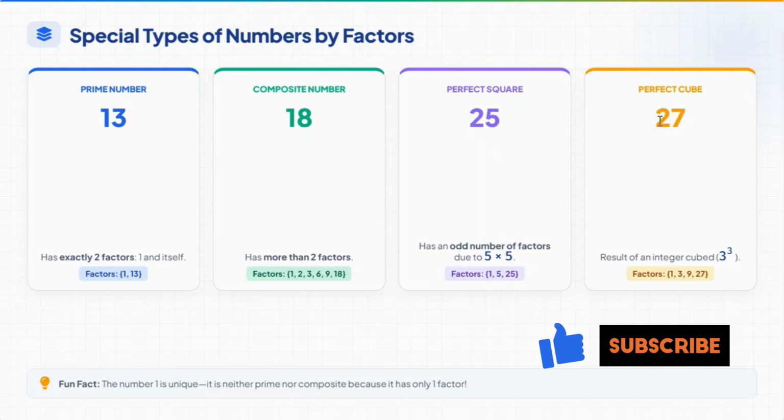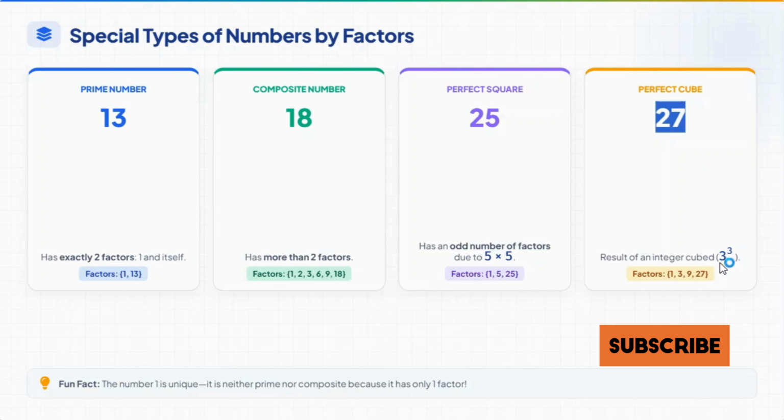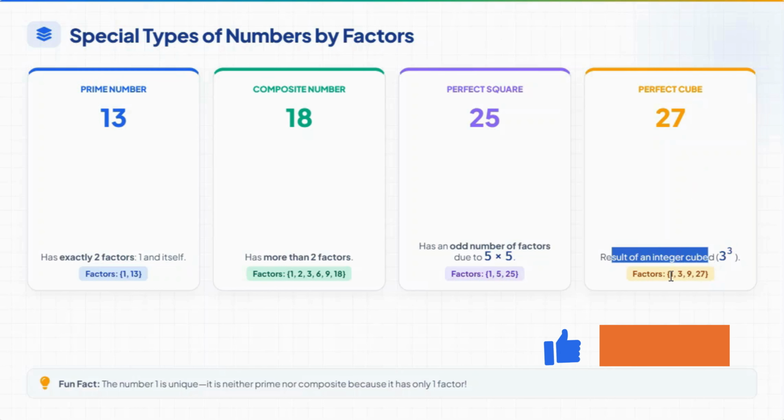And perfect cube 27. 27 comes from multiplying the same integer 3 into 3 into 3. That's why we get 3 cube. So the factors of 27 are nothing but 1, 3, 9 and 27. So remember, the number 1 is unique and it is neither prime nor composite because it has only one factor.